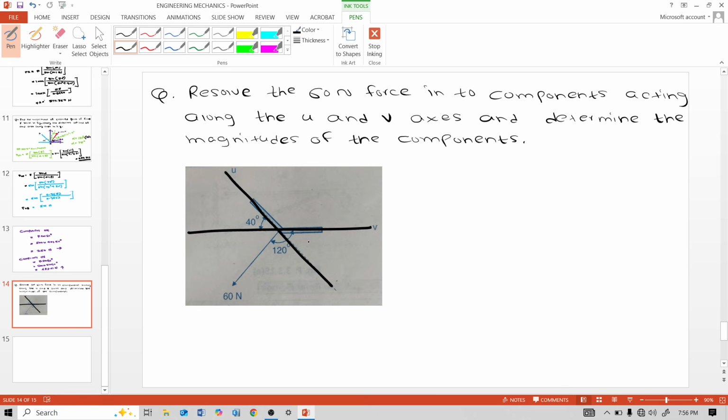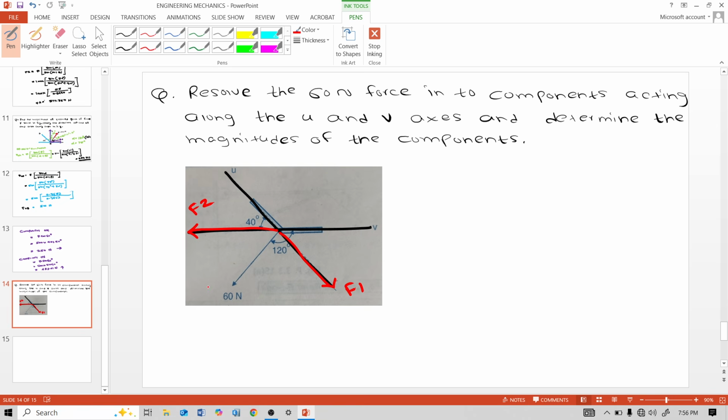In the numerical they told us that we will resolve the components along the u and v axis. So see, along the u axis we will consider this component, because this 60 kilonewton force is like that. So resolve this 60 kilonewton, and along the v axis the component will be like this. Let us name the component along the u axis as F1, and along the v axis as F2.